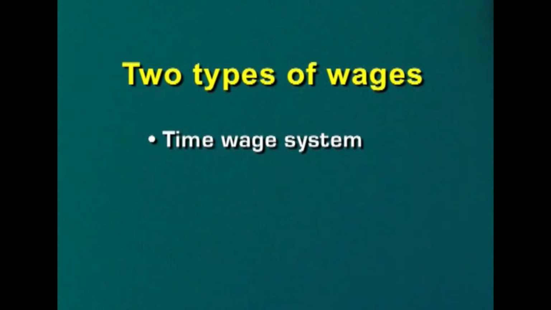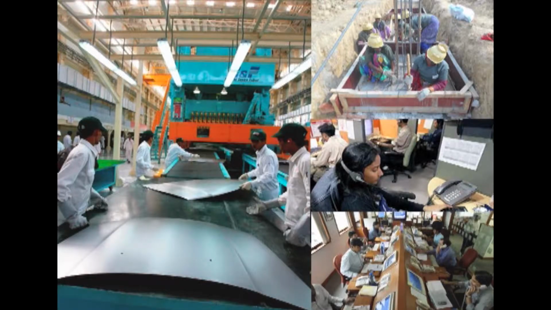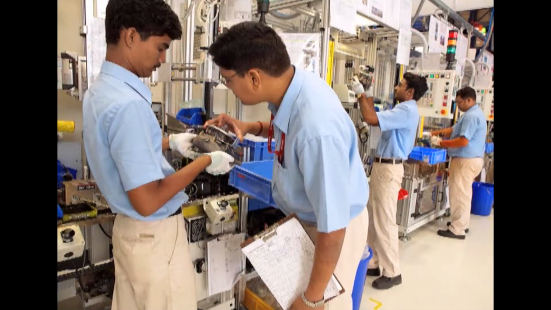In the time wage system, the workers are paid wages according to the time spent at the workplace, for example, a day, a week, a month, etc. In this system, the work or production done by an employee is not taken into consideration. This is the oldest type of wage system.